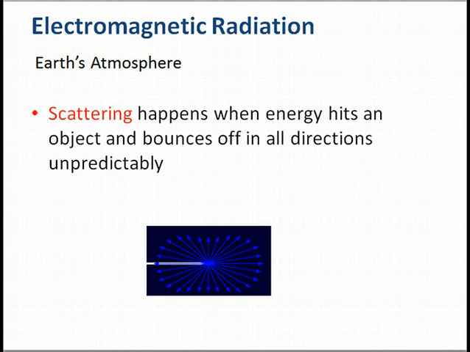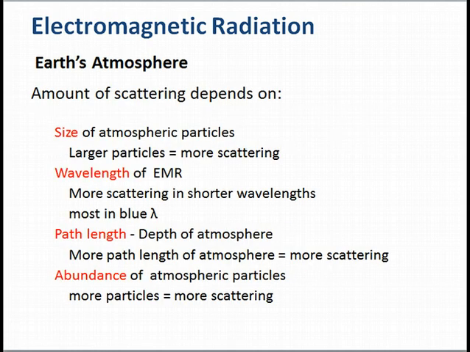So when we're talking about scattering, we're essentially saying that electromagnetic radiation comes in and it hits some object and it bounces off in some unpredictable direction, often in many directions. How light is scattered in the atmosphere really depends on a couple of different things. First of all, the size of the particles that are present in the atmosphere, and that makes sense because the larger your particles, say for example a big dust blob, the more photons will hit that and thus the more scattering there'll be.